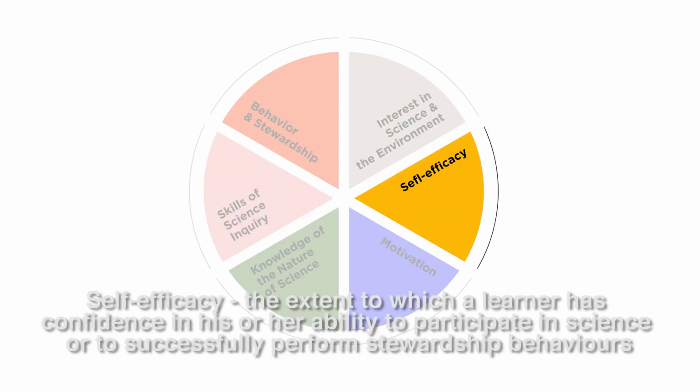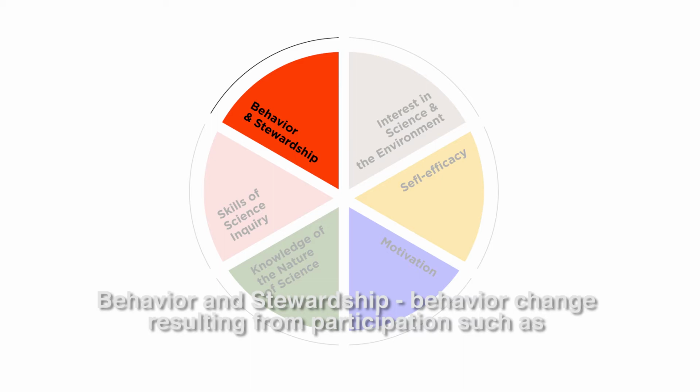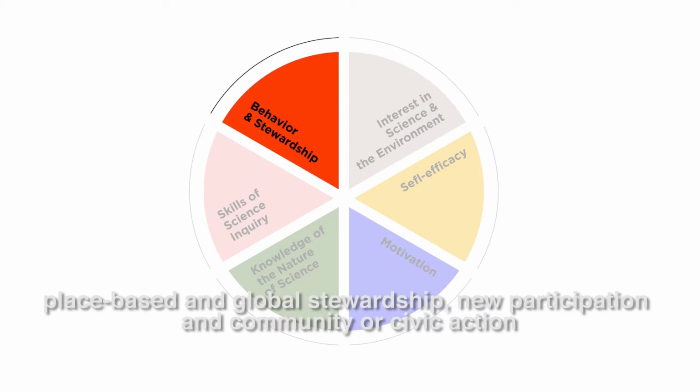Self-efficacy. The extent to which a learner has confidence in his or her ability to participate in science or to successfully perform stewardship behaviors. Motivation. Motivation to pursue science and environmental goals, such as STEM careers and citizen science project activities. Behavior and stewardship. Behavior change resulting from participation, such as place-based and global stewardship, new participation, and community or civic action.